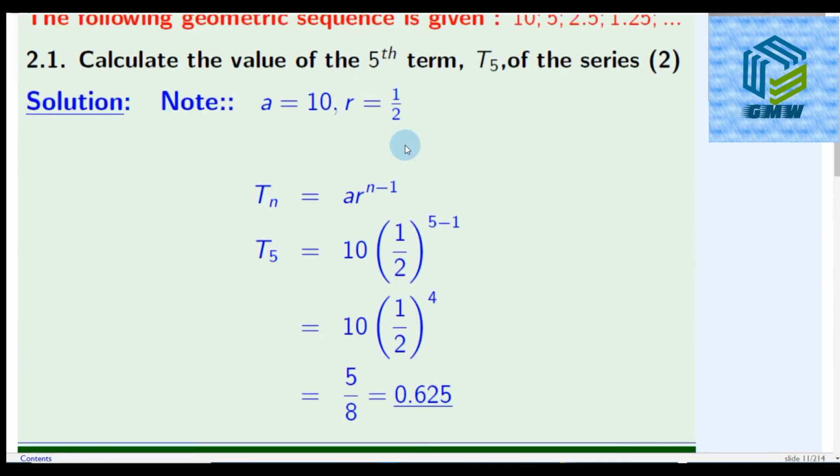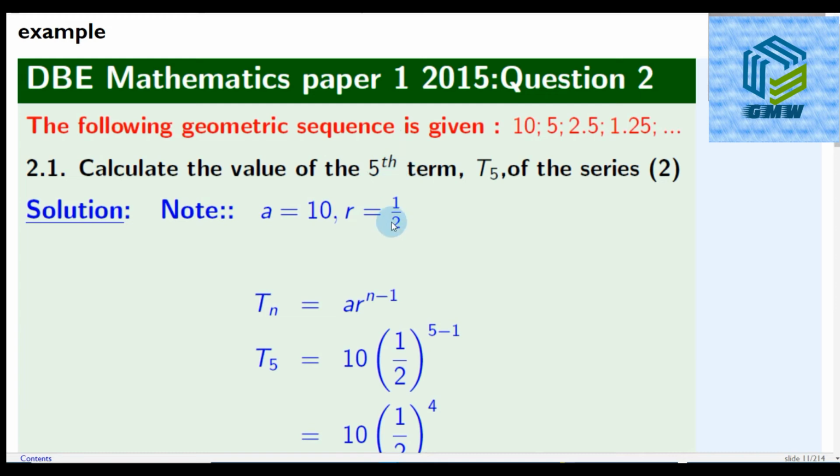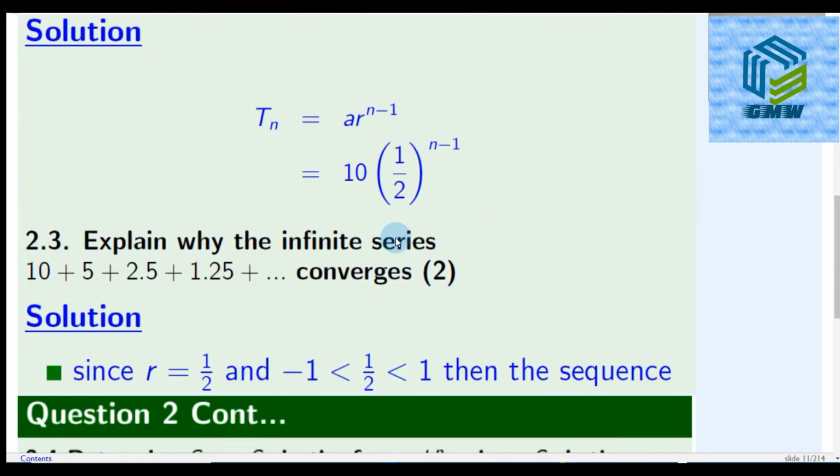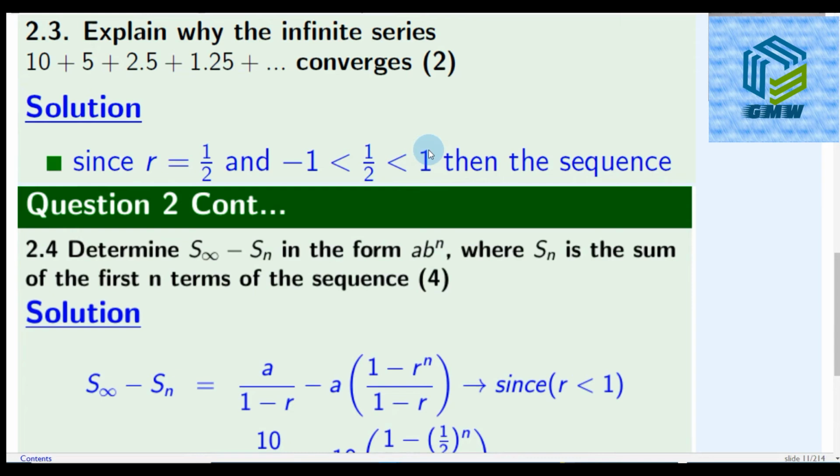Earlier, we calculated our r at the top here and found that r is equal to half, and half surely is between -1 and 1. So, having seen this, we can conclude, since r is equal to half and half is between -1 and 1, then the sequence converges. That's why. So it is in understanding when do we even say it converges. That is what I used.